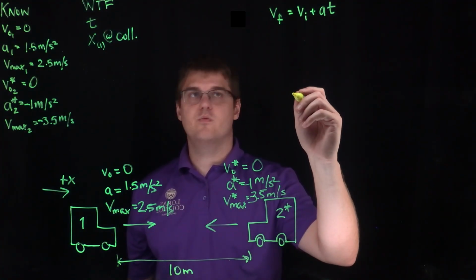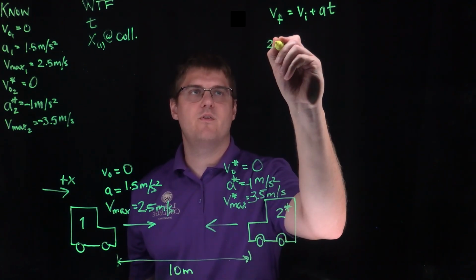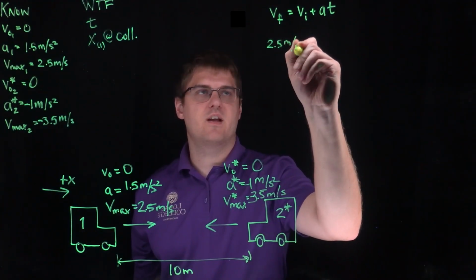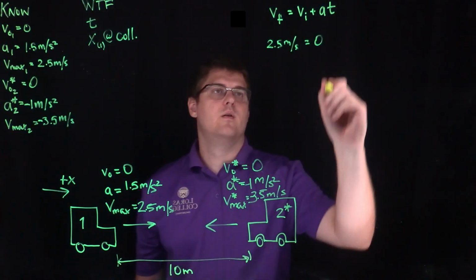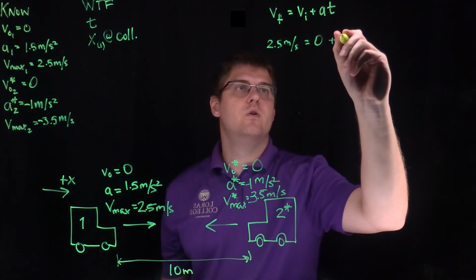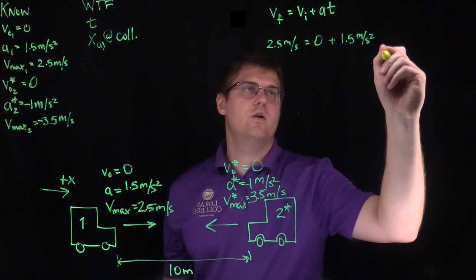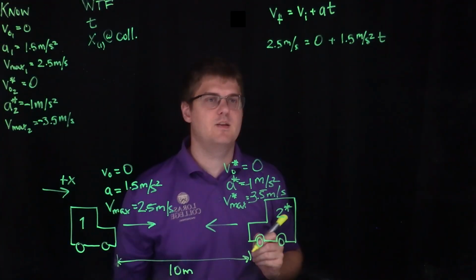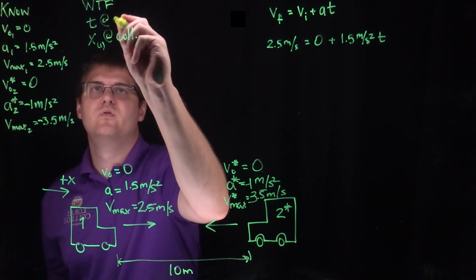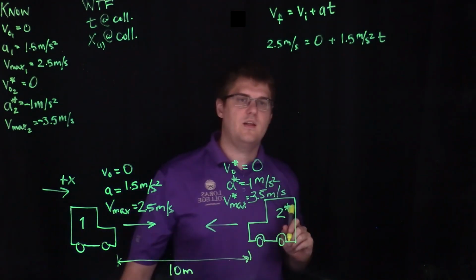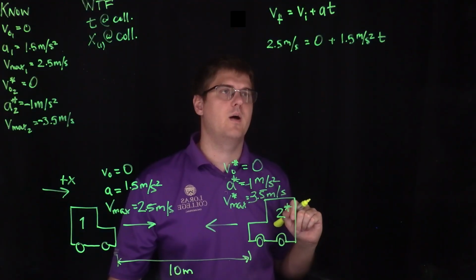Velocity final is my maximum velocity. So I'm getting up to 2.5 meters per second. My velocity initial, I start from rest, I'm not moving, plus acceleration is 1.5 meters per second squared times the time to get to maximum velocity. This is time at collision. So that is not going to be the same as this time, but we still need to find this time along the way to solve the problem.